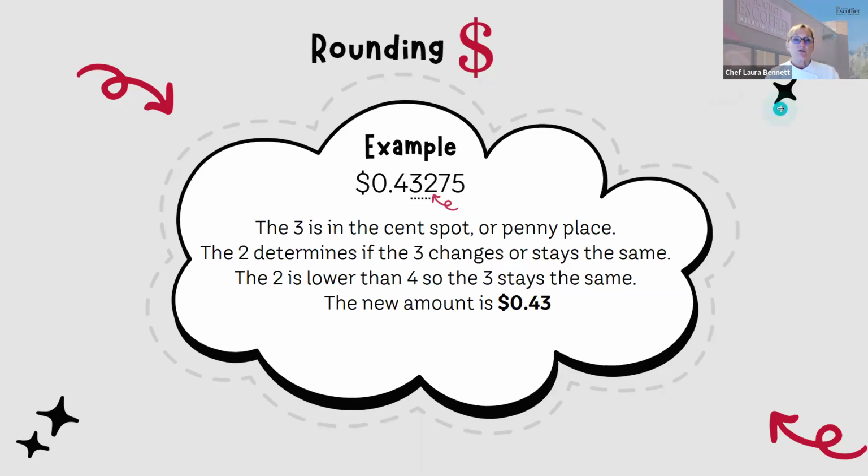The number directly to the right of that is the 2. That determines what happens to that 3. Because that 2 is 4 or lower, the 3 stays the same, and your new amount is going to be 43 cents.